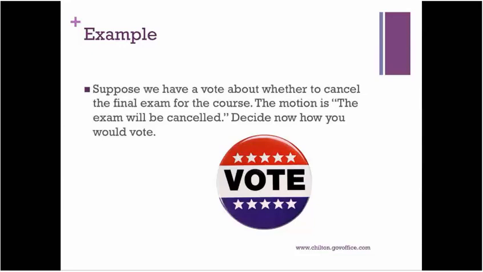Now let me immediately have an example, kind of a silly one. Suppose we're having a vote about whether to cancel the final exam for this course. So the motion that's on the table is the exam will be canceled. Now I want you to decide how you would vote. Okay? I don't think it will take you long to make up your mind.